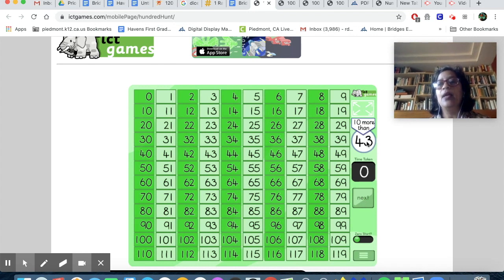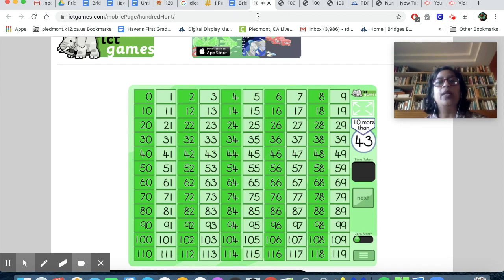So it says 10 more than 43. 10 more than 43, 53. Next. 10 more than 94. I'm going to quickly find 94 and press 104. Next. I have to click on the number and then press next. 105. 105 is right here. 10 more is 115. Next.